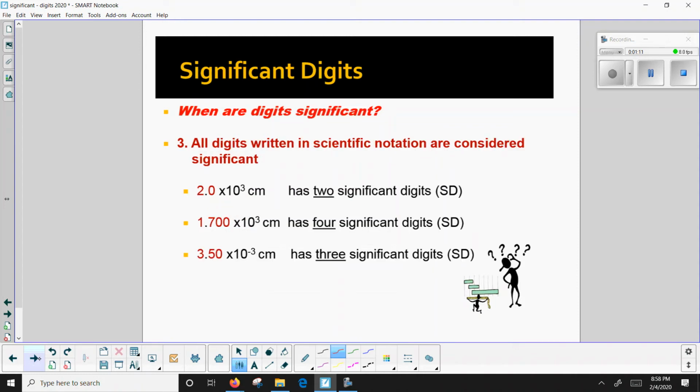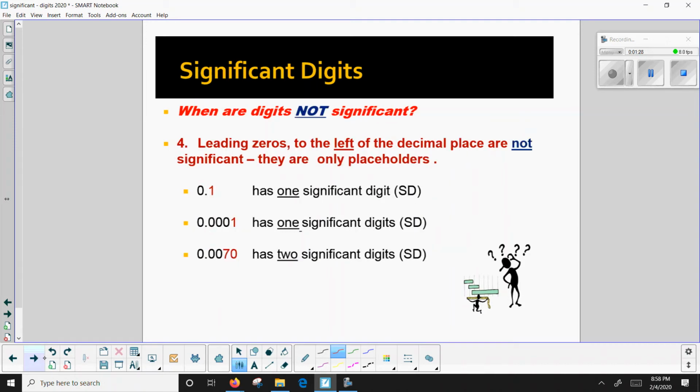Now, how about scientific notation? Well, if you've got scientific notation, everything is significant. So all of these digits here are good parts of the measurement automatically. And this is actually the best way to record your measurements if you really want to communicate the quality of them. Now, what happens when zeros are not significant?